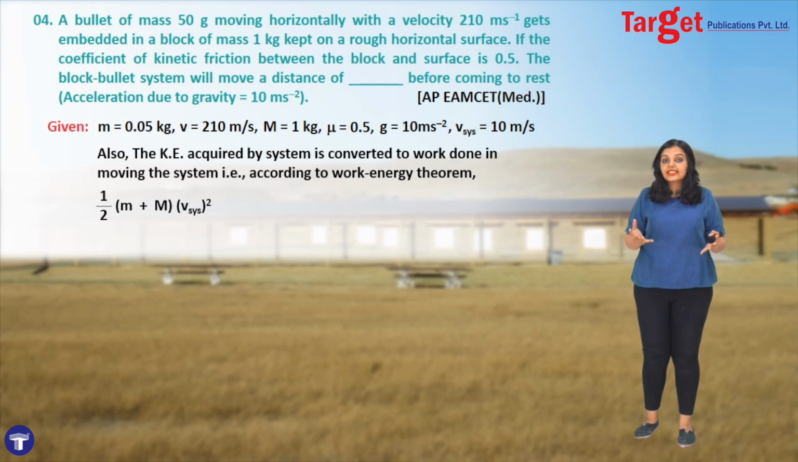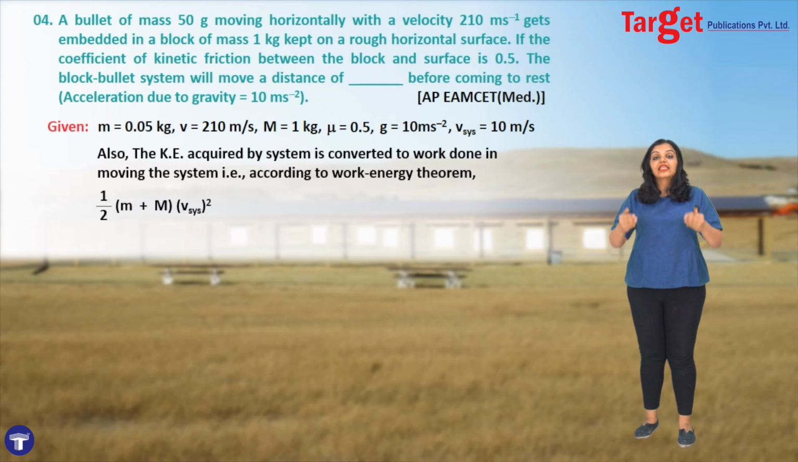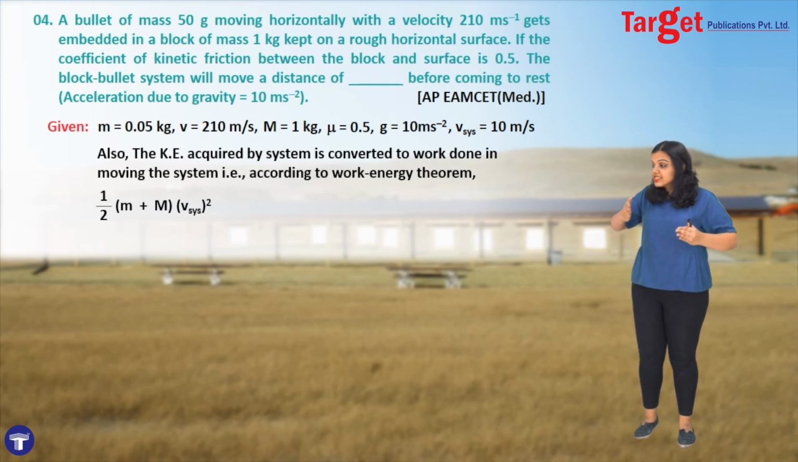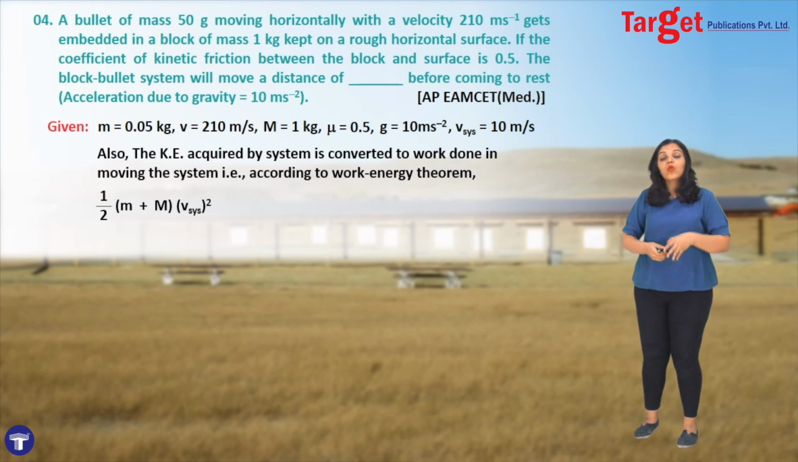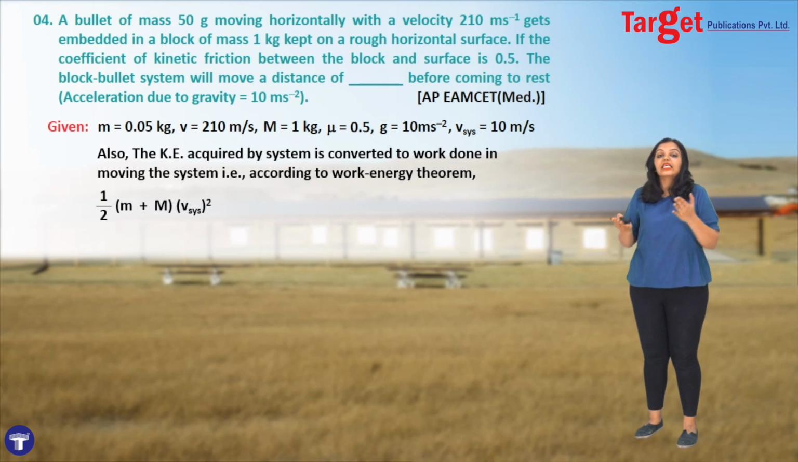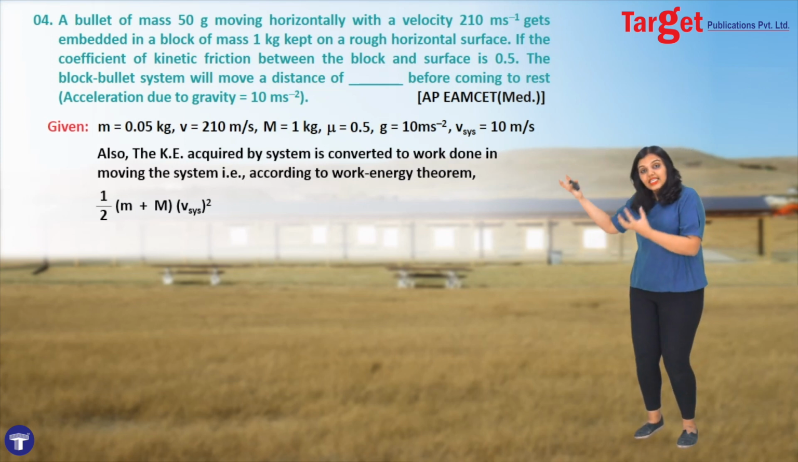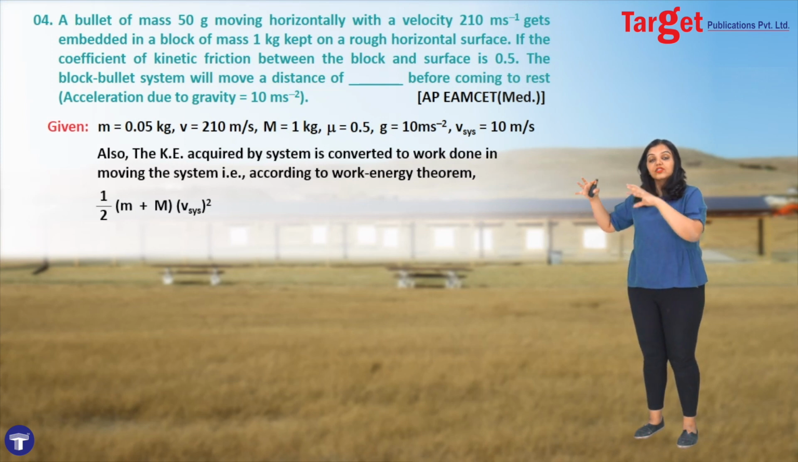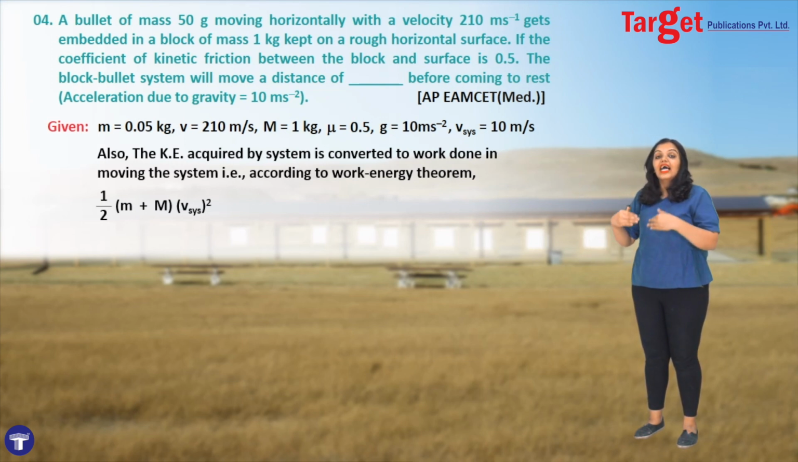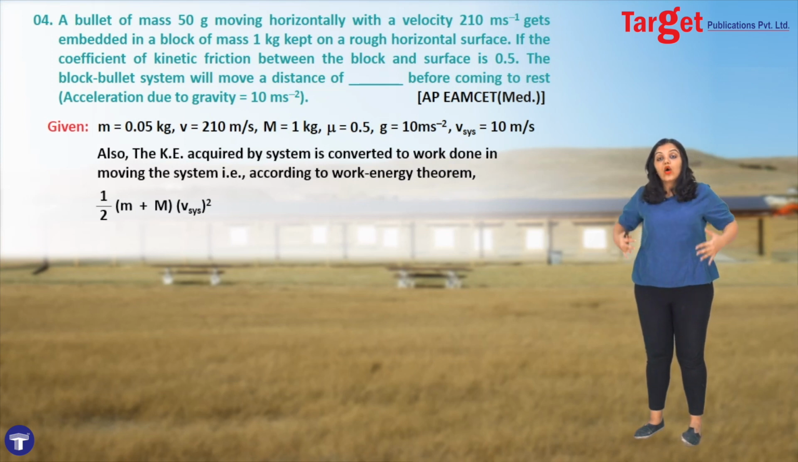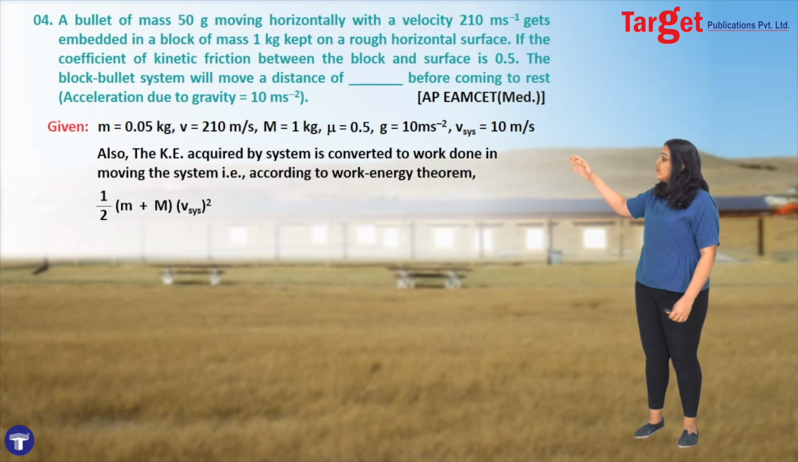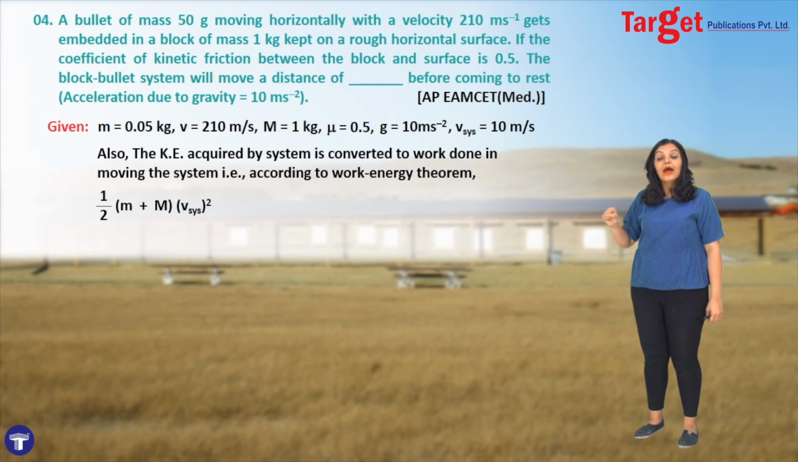Now what happens to this kinetic energy? It is this kinetic energy that gets dissipated or decreases as the system moves. It is being used in movement, and therefore the work done by this system is equal to this kinetic energy. Slowly all the kinetic energy goes to zero, and that's when the block stops, when all its kinetic energy is over. So I will say that the change in kinetic energy of the system is half (m plus M) into v_sys squared minus 0, because 0 is the final velocity of the system. The final kinetic energy of the system is 0.